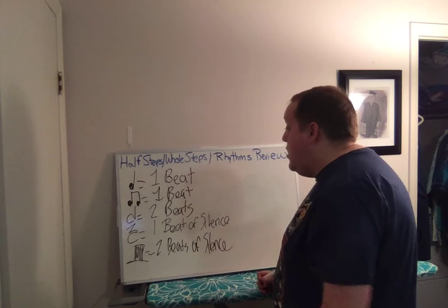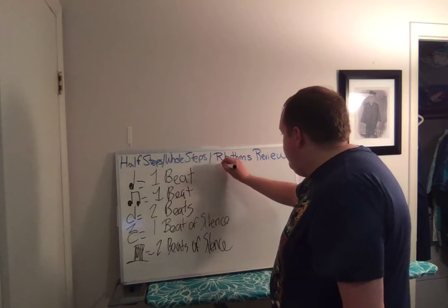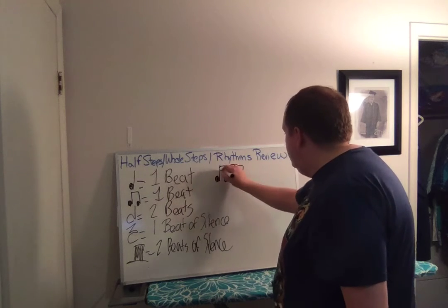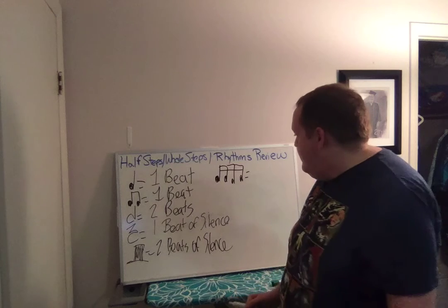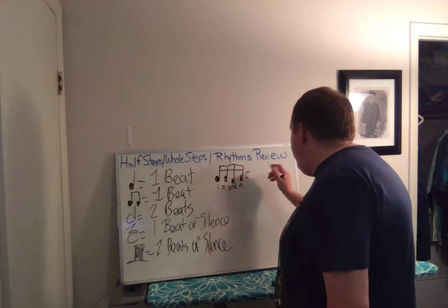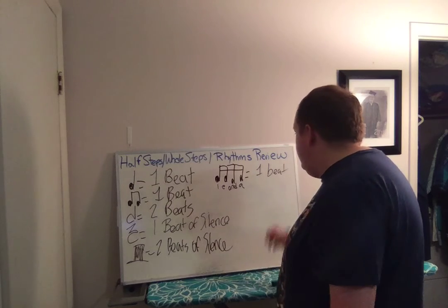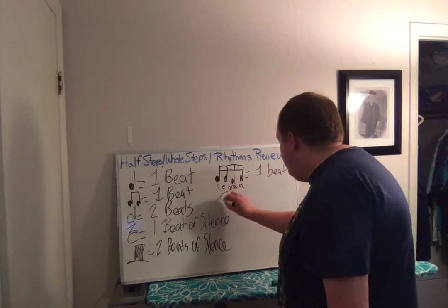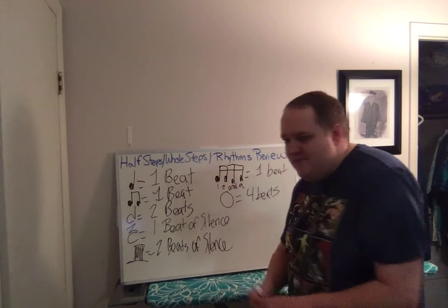Am I missing anything? Oh, yes, I am missing a couple things. If you feel so adventurous, 16th notes. Those are, if you count them up, one e and a, and they are worth one beat. You need to have four of them to create one beat. Oh, yes. The whole note. Four beats.